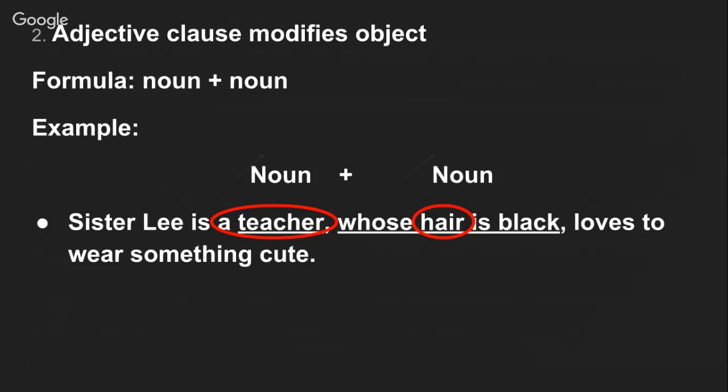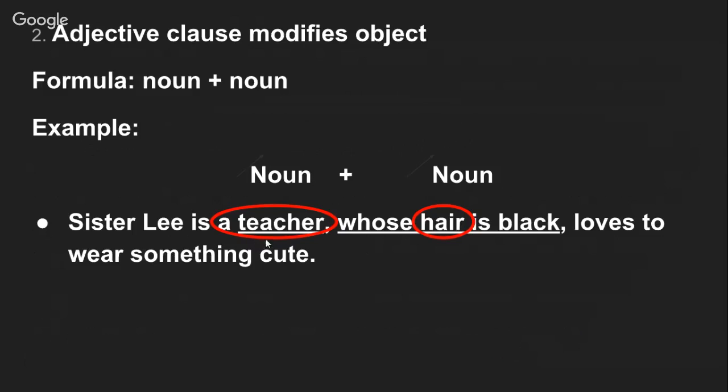So like the first one, we have formula too for this adjective clause. We only need noun and noun. Noun plus noun. What is that? So this is kind of different with this adjective clause modify subject because we need to find noun or antecedent before the marker and after the marker as well. So, for example, Sisterly is a teacher whose hair is black, loves to wear something cute. Is it true, Sisterly? Oh yeah, never mind.